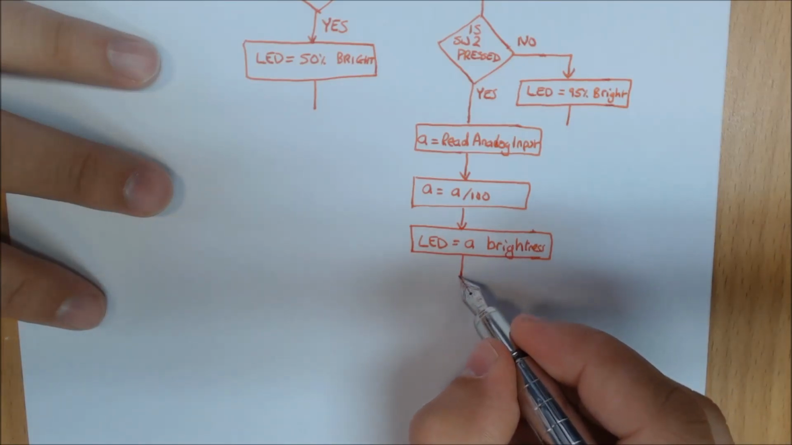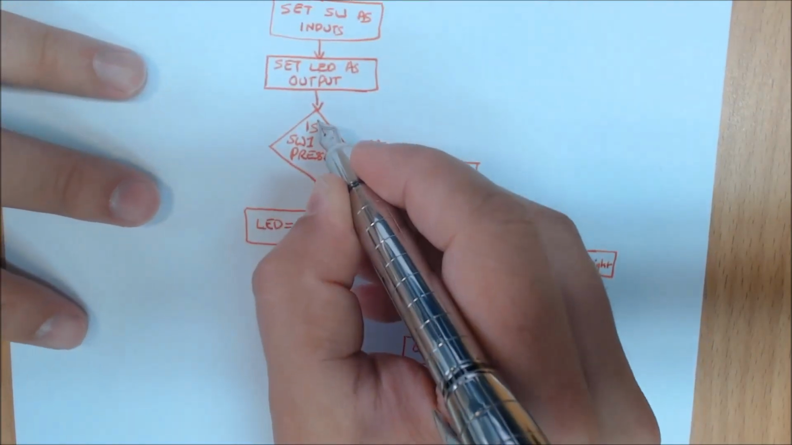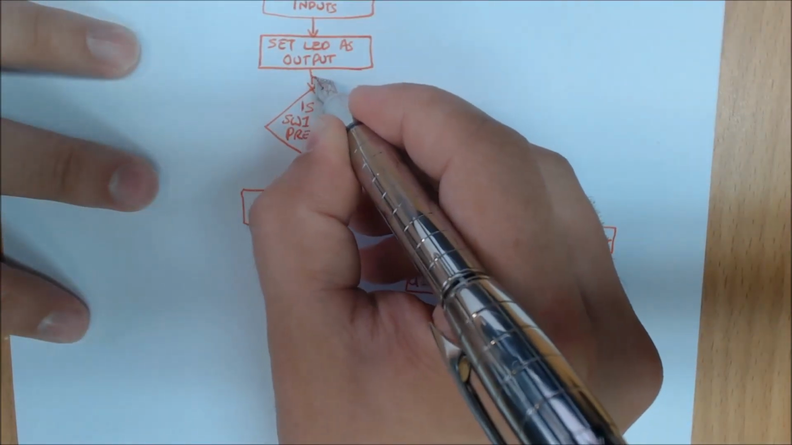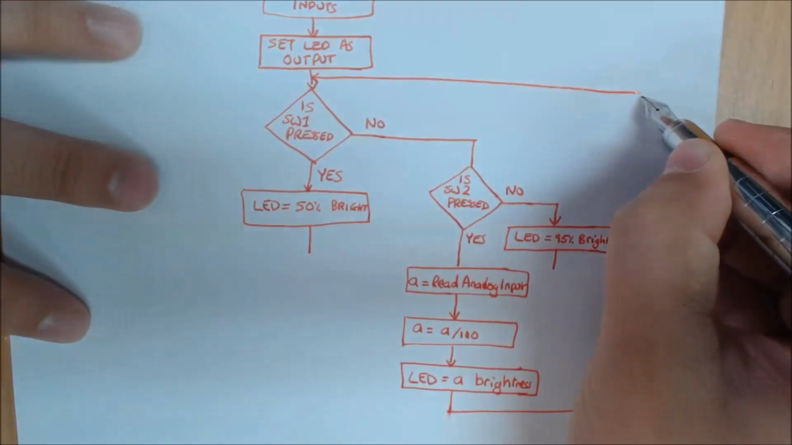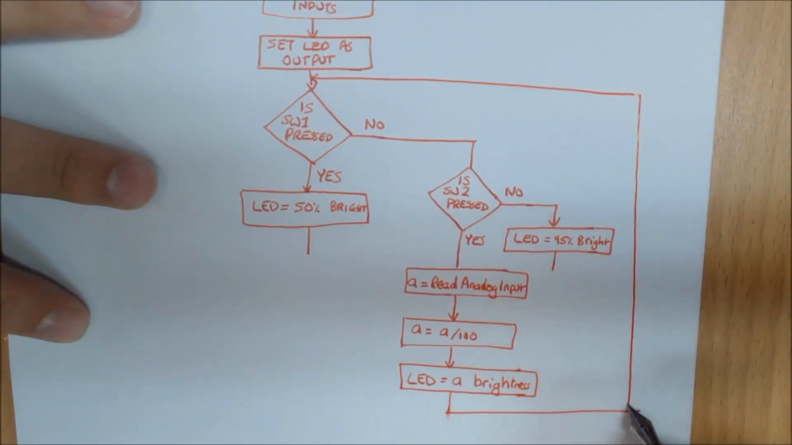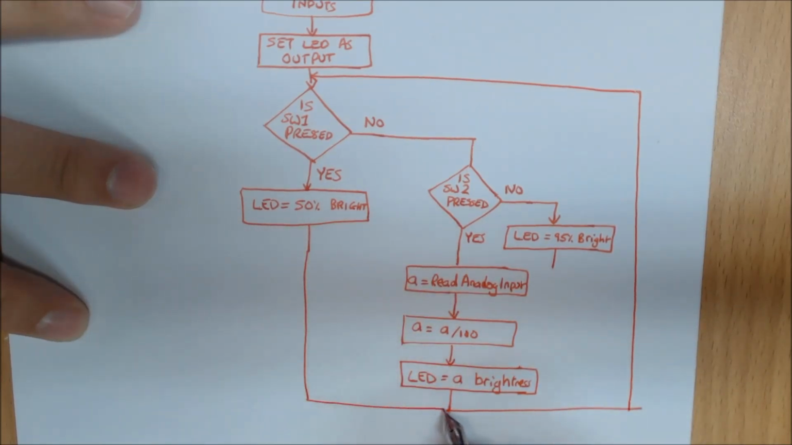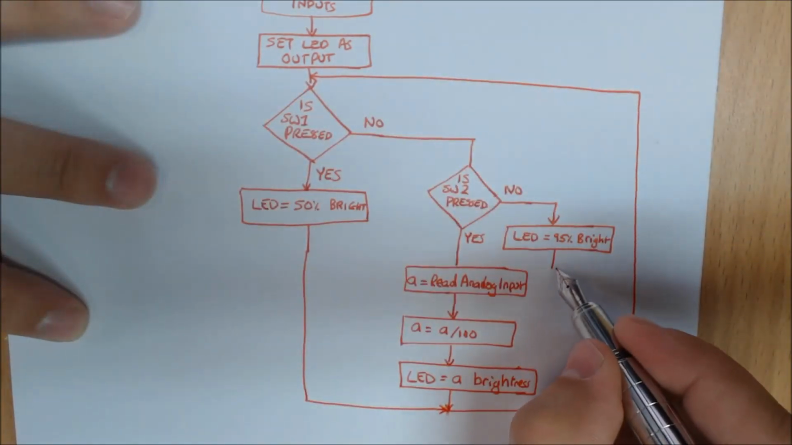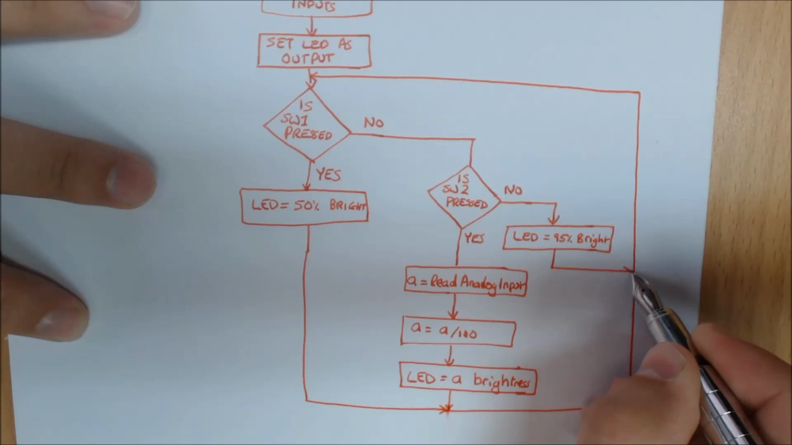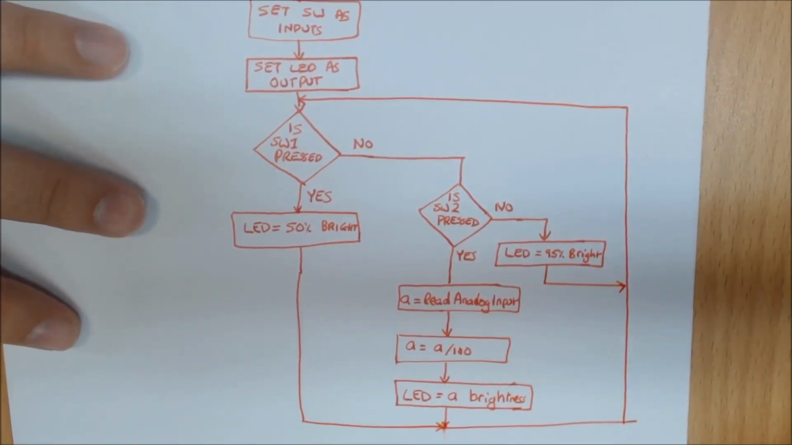And then we go back to the start and do it all again. So all of these will go back to this point up here. We don't need to set up the whole inputs and outputs again. And everything goes back around. So there's our flow diagram.